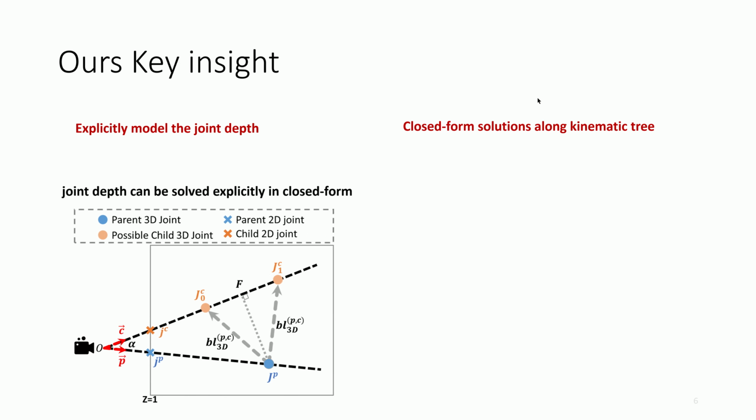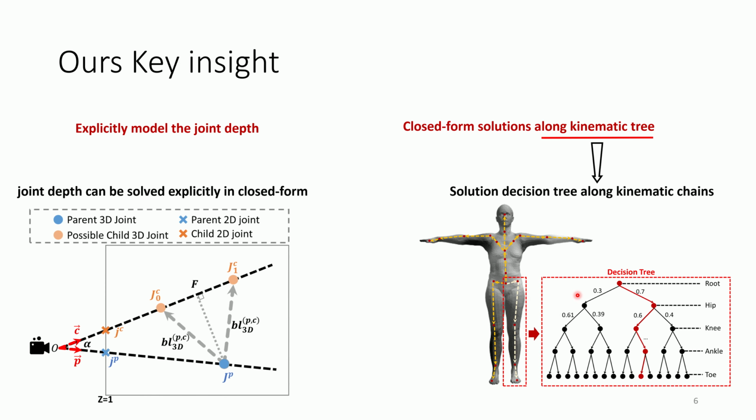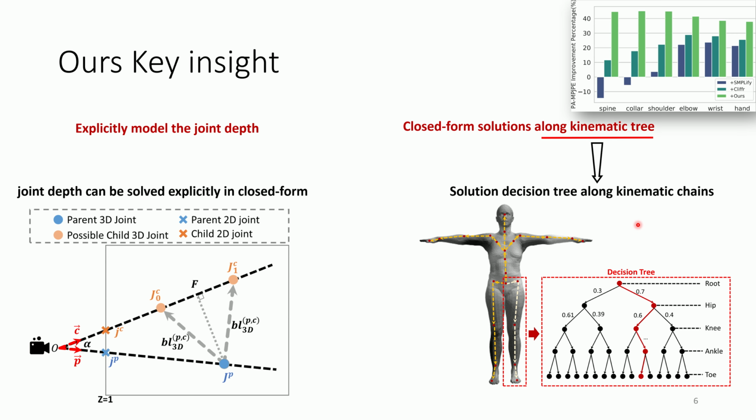Having two possible depths for every joint naturally forms a binary decision tree along kinematic chains in the human body. Any path traversing the tree is a hypothesis, so our goal is to select the optimal path which generates the overall pose refinement. Such a strategy has a more global view of the human kinematic tree, so it can equally improve end joints and the joints near the root.